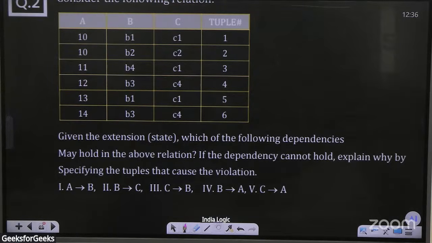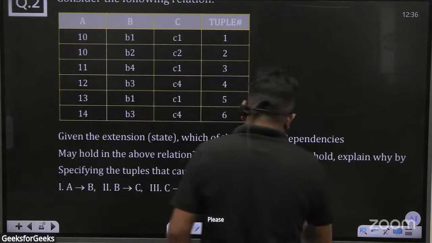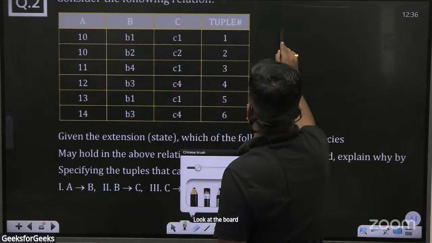Clear? Done. Please look at the board. A to B. A to B is satisfying.